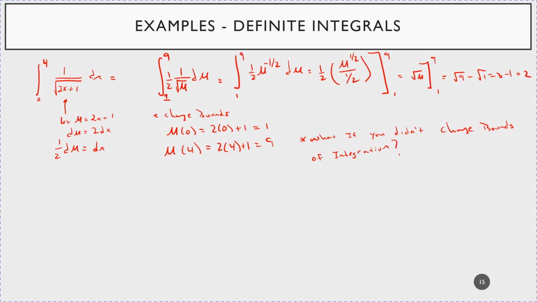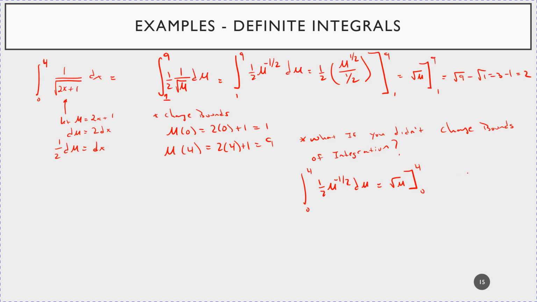So you would still get this. Our original bounds of integration were 0 to 4. And then you still had this: you had 1/2 u to the minus 1/2 du. You're still going to do your u substitutions. So we see that this ended up being the square root of u.